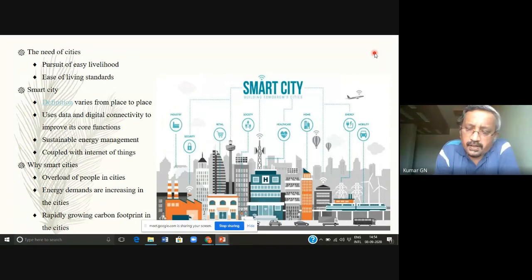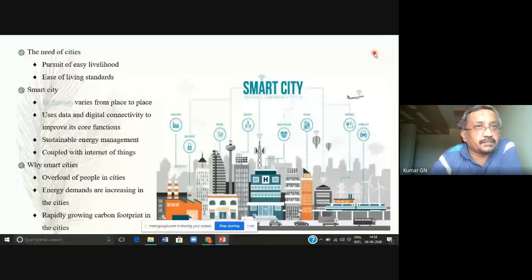So not only with respect to business, but other things like energy, transportation, water, including business, should have some standards without any problem. So with respect to this, smart cities are developed or planned. So what is a smart city?